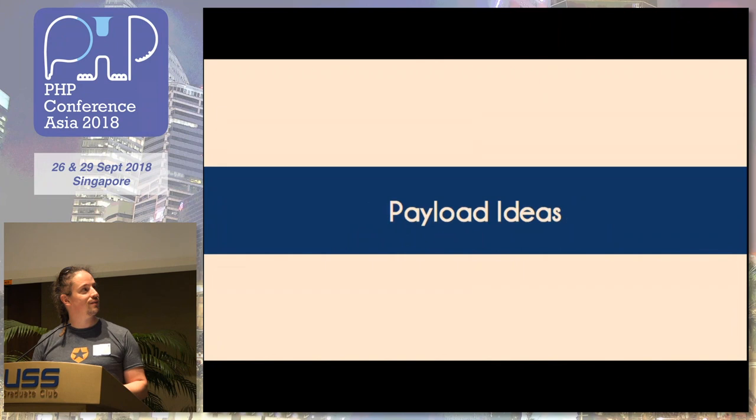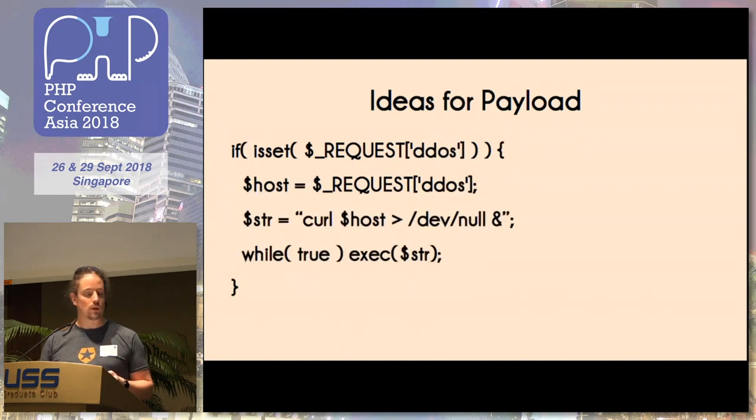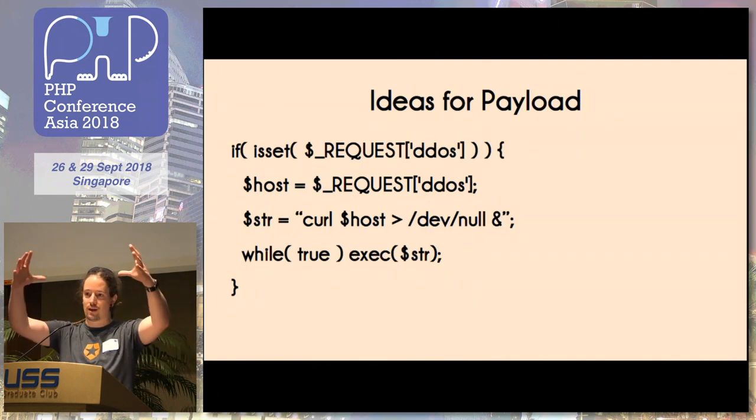In a second. So payload ideas, we've already just had a look at the eval. Now you could have one eval that basically runs whatever you like, but you might want to contain the virus and constrain what it can actually do. So some other ideas that some people at other conferences came up with was a dedicated DDoS system, which basically will request files from a remote system. So you've got this drone attack to take somebody else down.